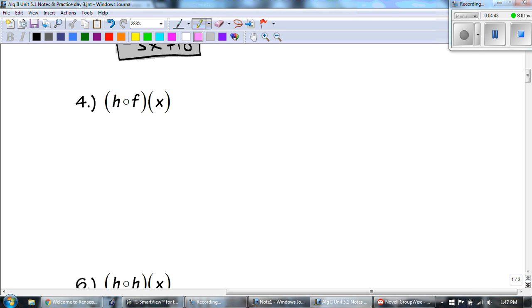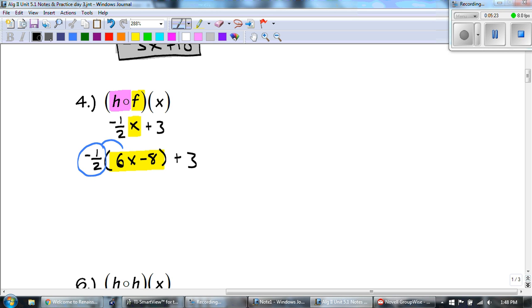Okay, number 4. I'm starting with h of x, and then I'm going to plug in the f of x. So I'm starting with negative 1/2 x plus 3, and that x is where I plug in f of x. So the negative 1/2 comes out front. We've got 6x minus 8 plus 3. That's my f of x right there. And then distribute.